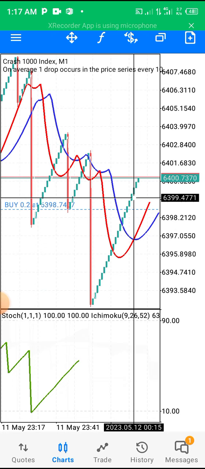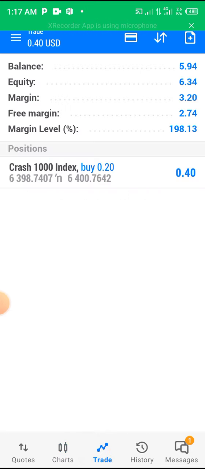So guys, this strategy works perfectly fine. It's one of a kind. It's very reliable. As you can see, I'm using my real account. Okay, as you can see, we are on 0.40 dollars already. Why? Because we're using a very small lot size. That's the least lot size for crash 1000. Okay, and that's what we are using. So if you have a bigger account, you can use a bigger lot size, and by now you might be making a whole lot of money.